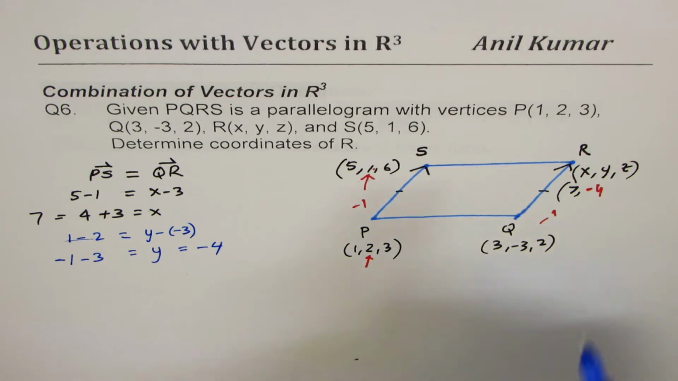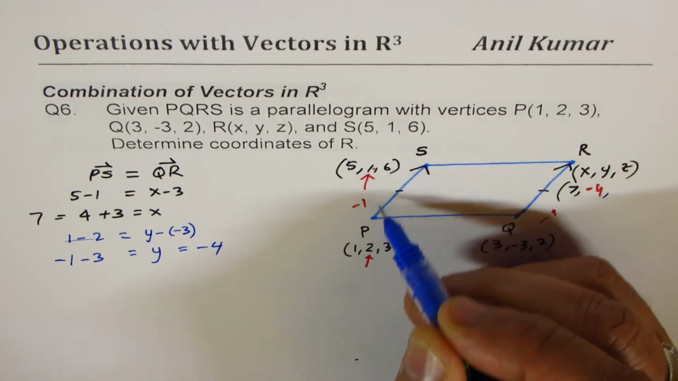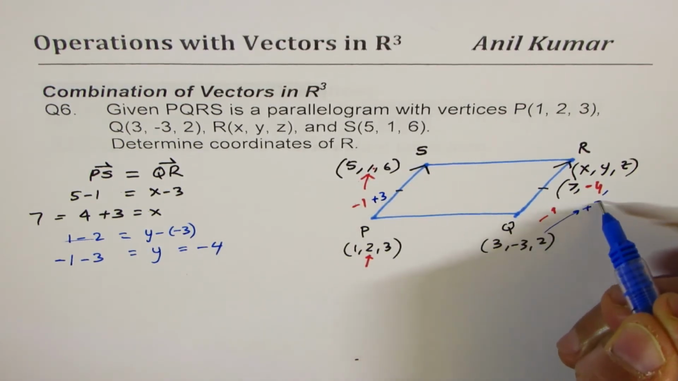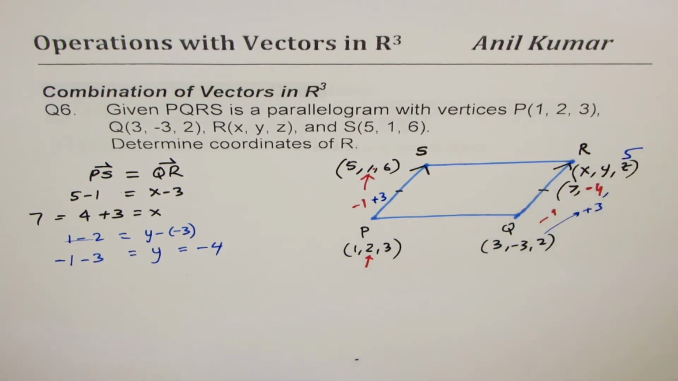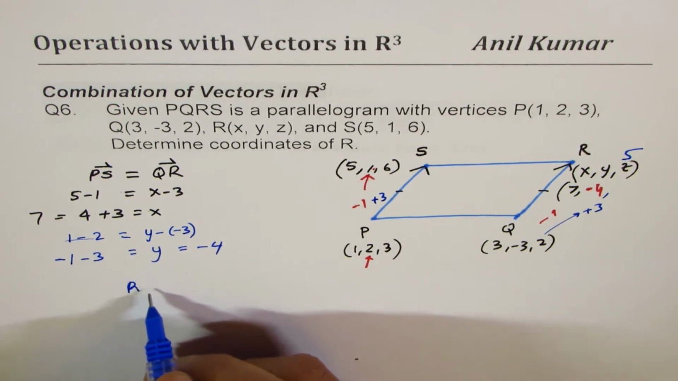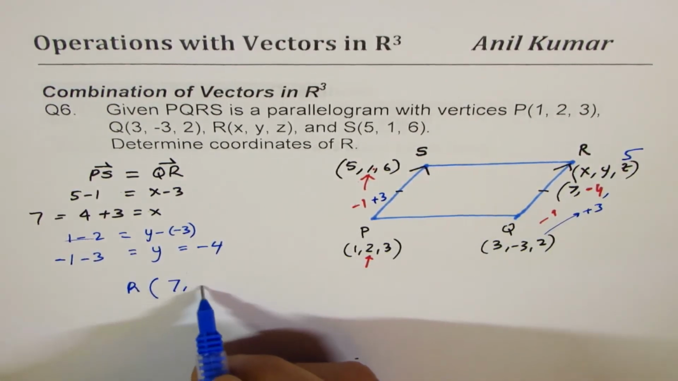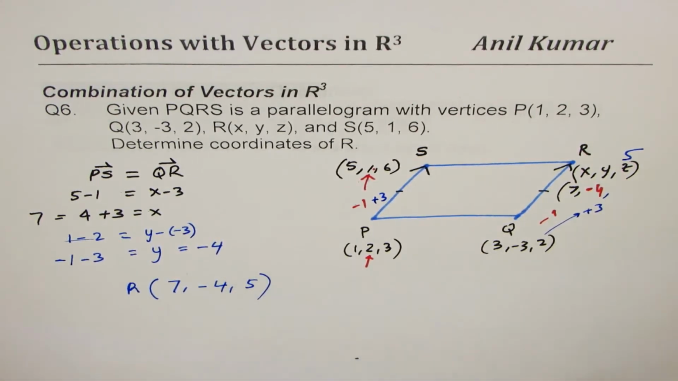I prefer to write them straight. So what I'll do again is, from 3 to 6, I have to add 3, right? So I'll add 3 to here and get my z. So 2 plus 3 is 5. So I get my point 5. Do you see that? So I say that my point R location is 7, minus 4, 5. Is it okay? We should test it from the other side also.